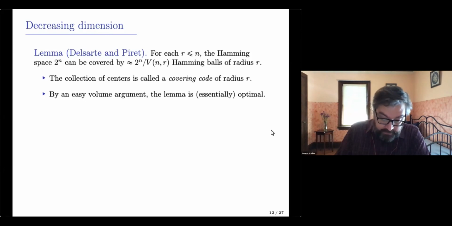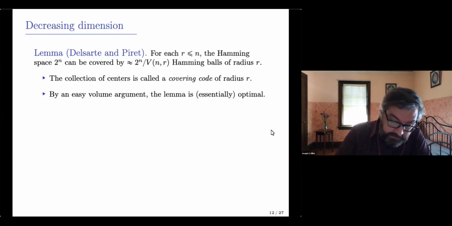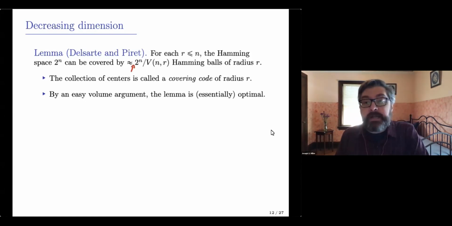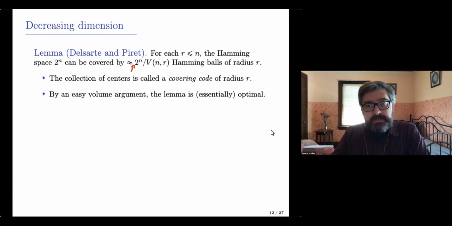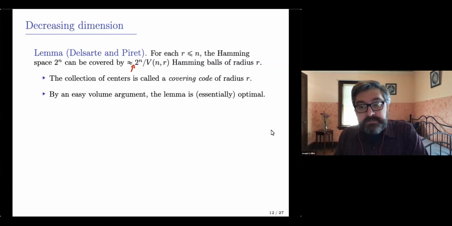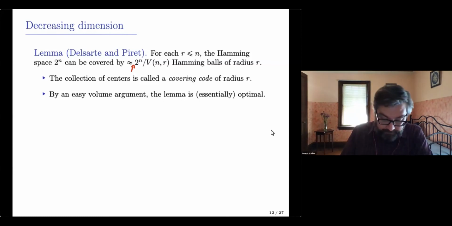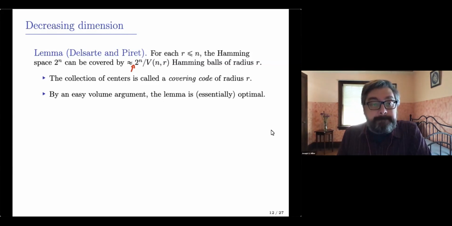I should be honest, there's a hidden term here that's linear in n. But we're going to take the logarithm of this and divide by n, and so that's one of those order log n terms we don't really care about. Okay. So what they say is you can essentially do that optimally.